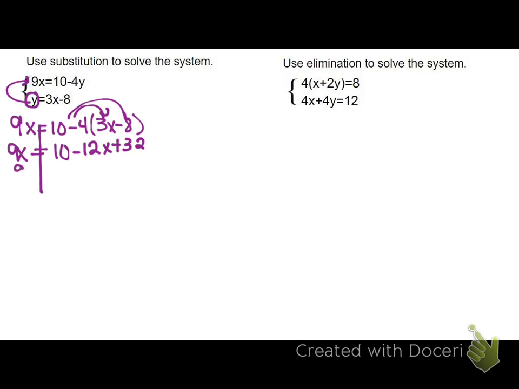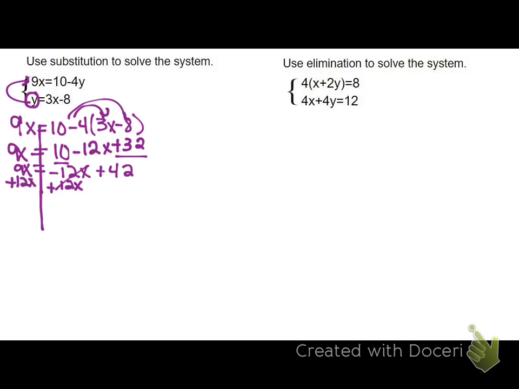What are my like terms on my left? 10 and 32. So 10 plus 32 is 42. So I'm going to bring down my negative 12x plus 42. Now what? Pick on the lower guy, which is negative 12. So I'm going to add it.